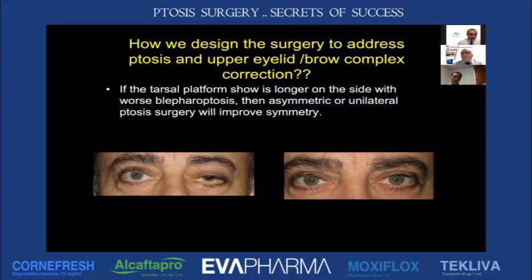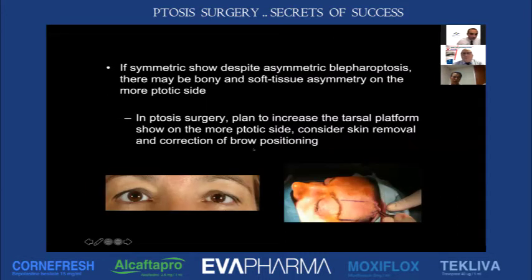But how do we design the surgery to address ptosis and upper eyelid brow complex correction? Well, if the tarsal platform show is longer on the side with worse blepharoptosis, then we apply ptosis surgery on that side, and then we correct the asymmetry in tarsal platform show. If there is symmetry in tarsal platform show despite the asymmetric ptosis, then you have to think that there may be some changes in the bone or some soft tissue asymmetries on the more ptotic side.